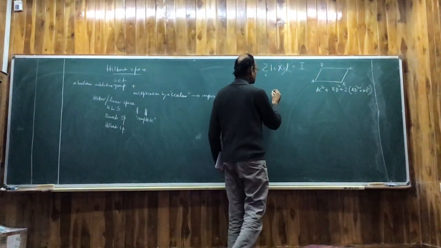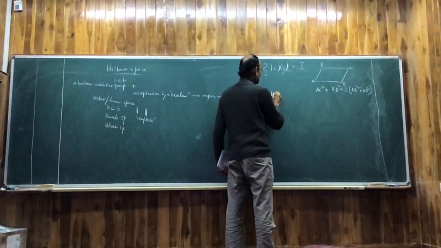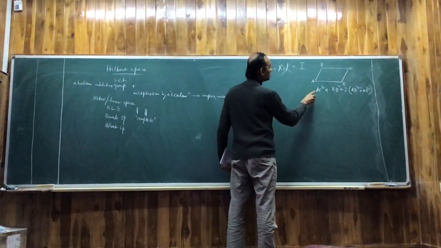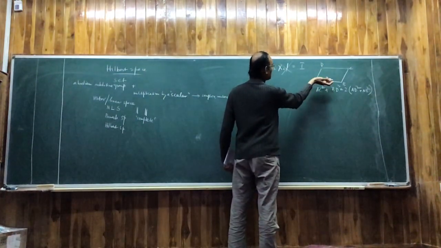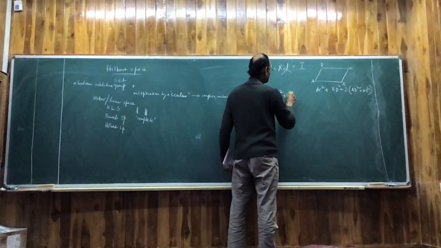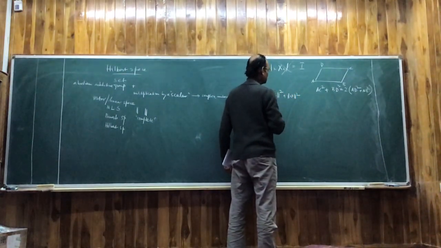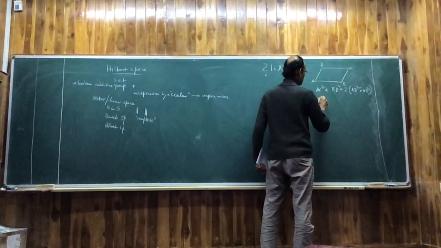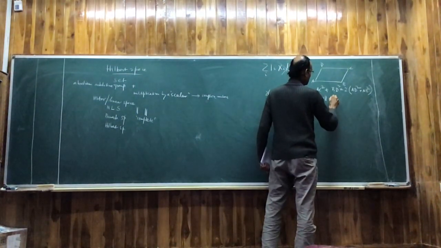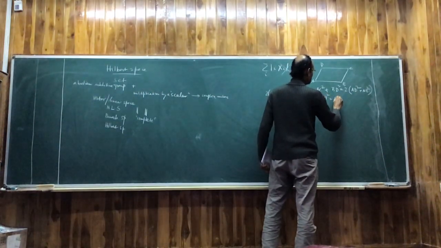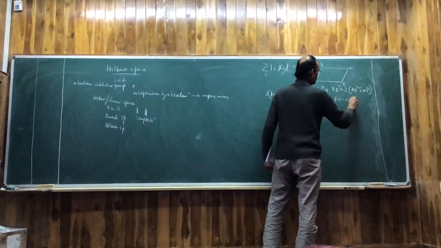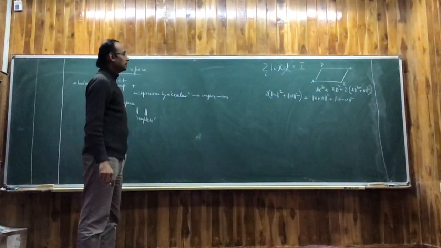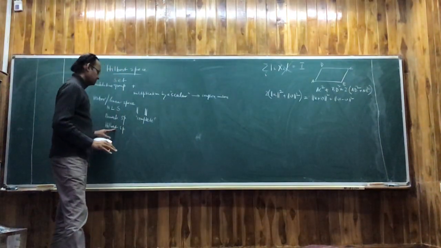In terms of vectors, if you call this U and this V, then twice of norm U square plus norm V square is equal to norm of U plus V squared plus norm of U minus V squared. Yeah, so this is the usual form of the parallelogram law. This is valid in any Hilbert space.